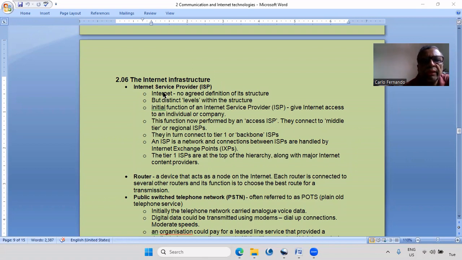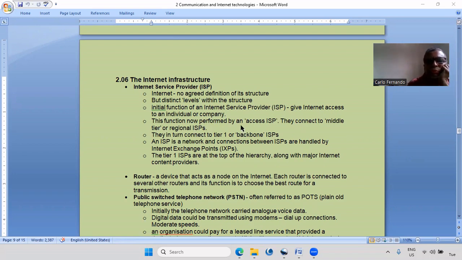So, what really is the internet? Do you know the definition or the structure of it? There's no agreed definition of its structure, but distinct levels within the structure are there. The initial function of an Internet Service Provider, that is ISP, was to give internet access to an individual or a company. That was the initial duty of it.